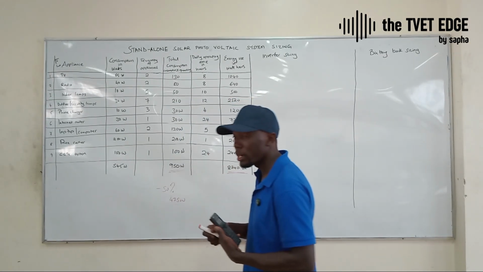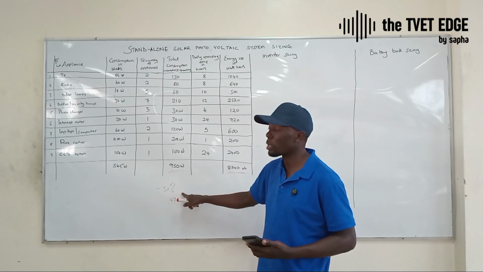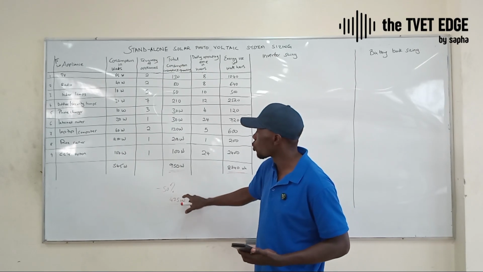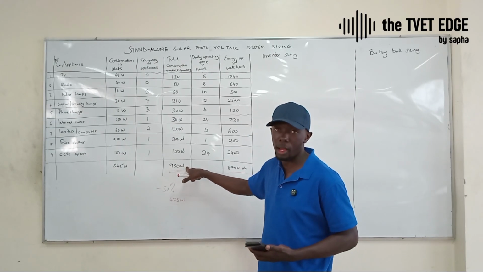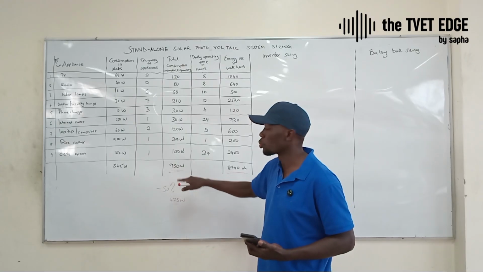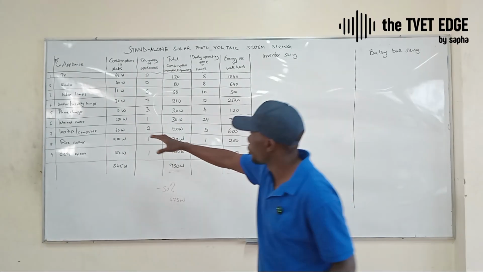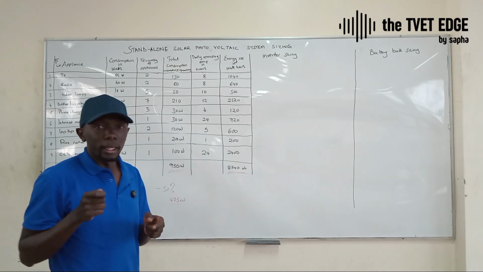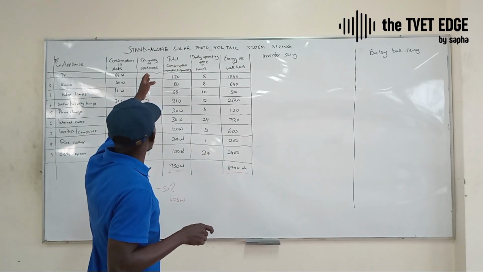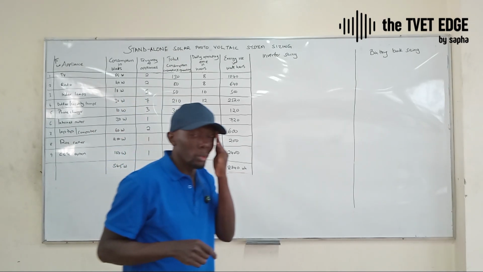So this 475 watts is the safety margin that we need to add onto this inverter capacity for it to operate safely, just in case the appliances or the quantity of the appliances will be increased.